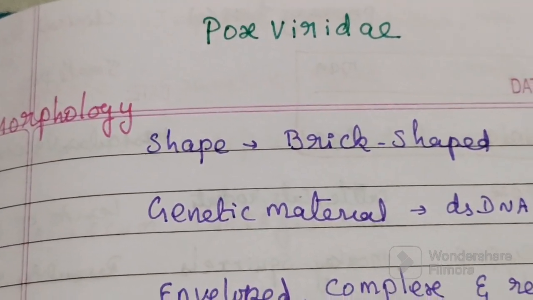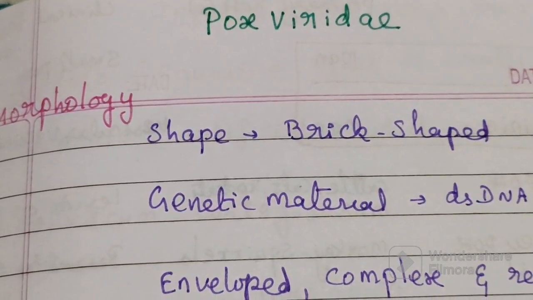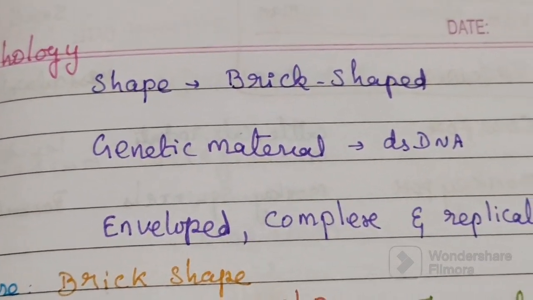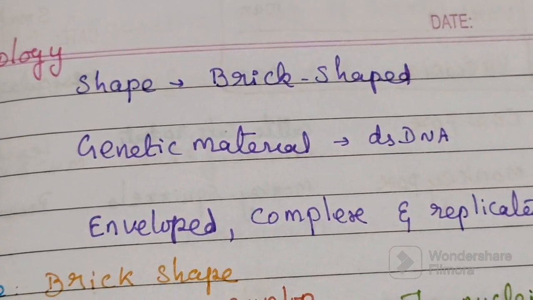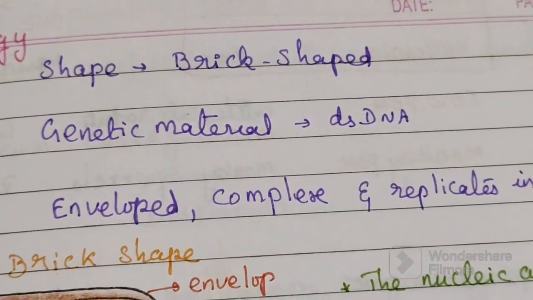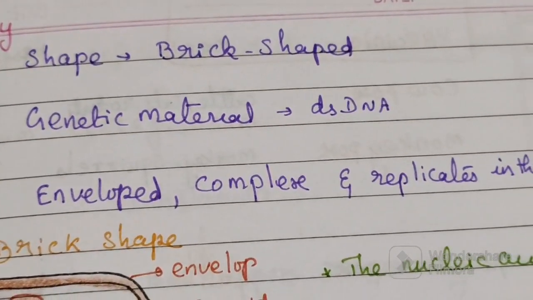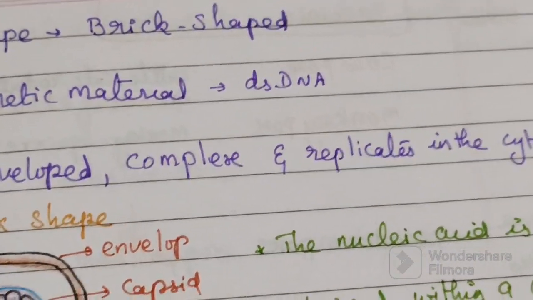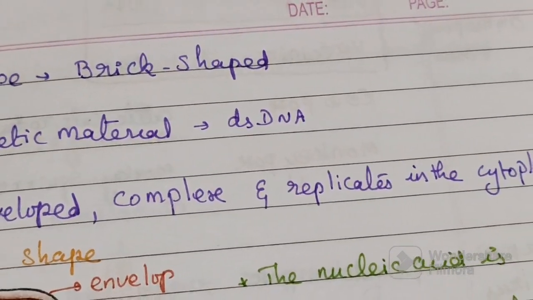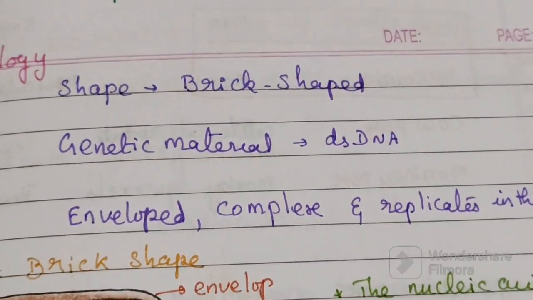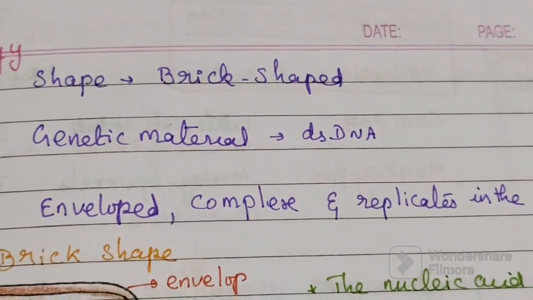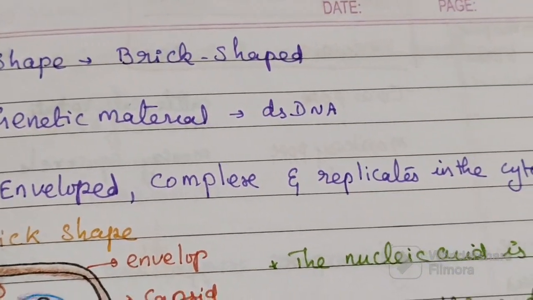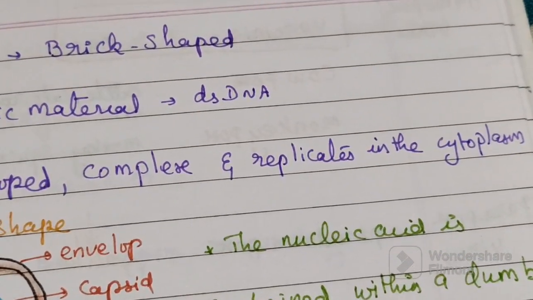Today's topic of discussion is Poxviridae. Morphology: it is a brick-shaped virus. It has genetic material, double stranded DNA, and is an enveloped virus. Symmetry is complex. Replication takes place in the cytoplasm. So the morphology of Pox virus: brick shape, double stranded DNA, enveloped, complex symmetry, replicates in the cytoplasm.